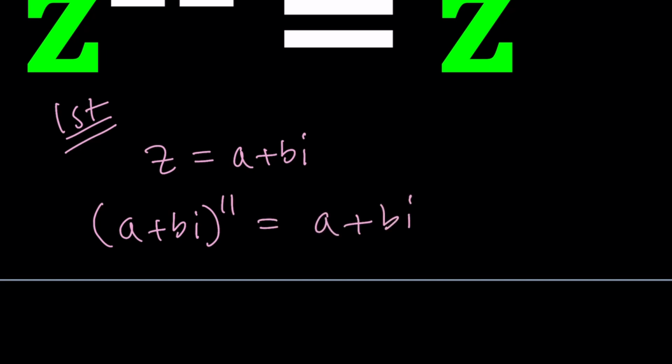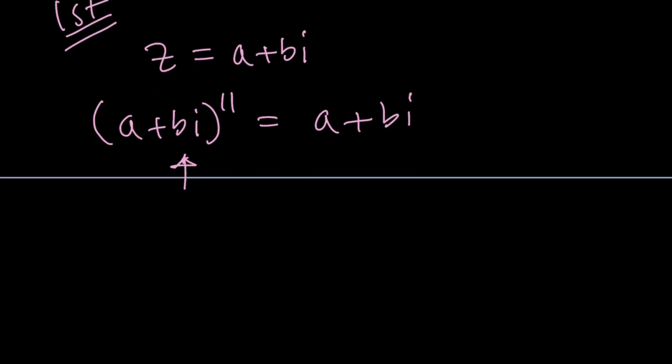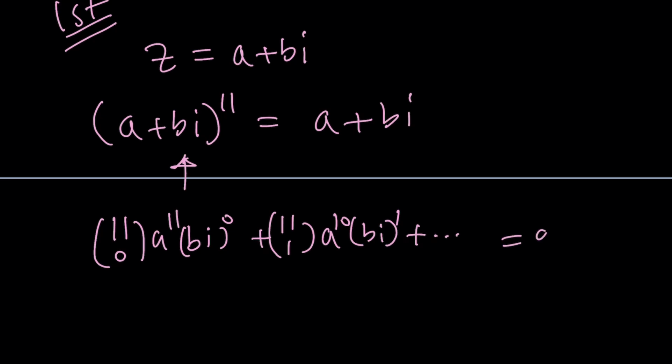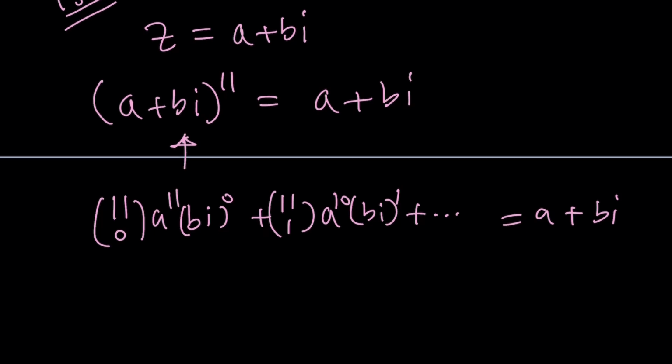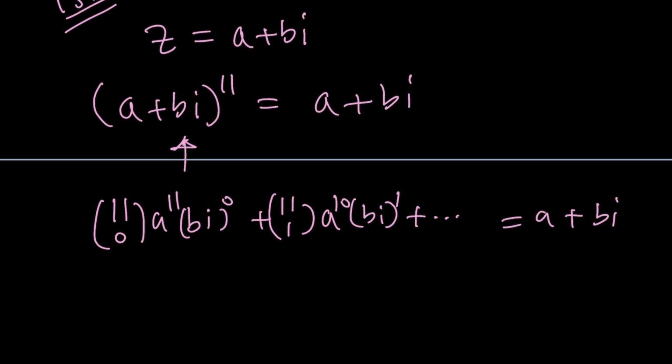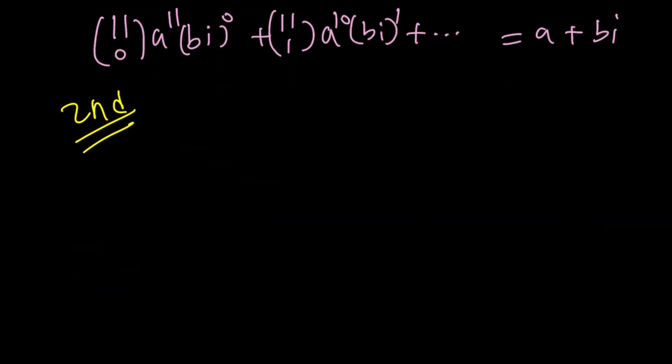By using the binomial theorem, you can go ahead and expand this. You're going to get 12 terms, starting with something like 11 choose 0, a to the 11, bi to the power 0, then 11 choose 1, a to the power 10, bi to the power 1, so on and so forth, and good luck with that. That's going to be a lot of work and a lot of struggle. And how do you solve that equation? That would be a good question. Anyways, that's the first method, which is going to end up incomplete. So let's go ahead and talk about the second method because it'll be more fun.